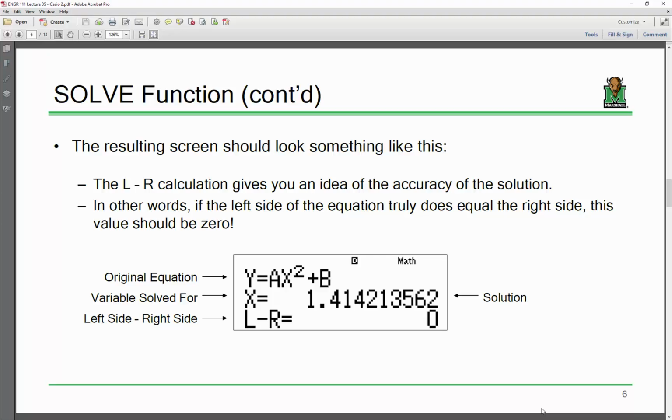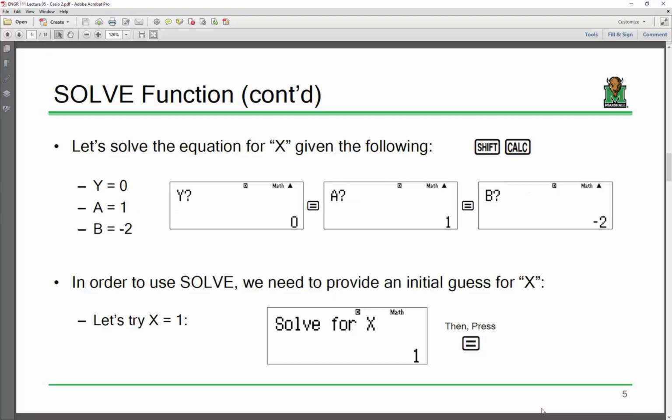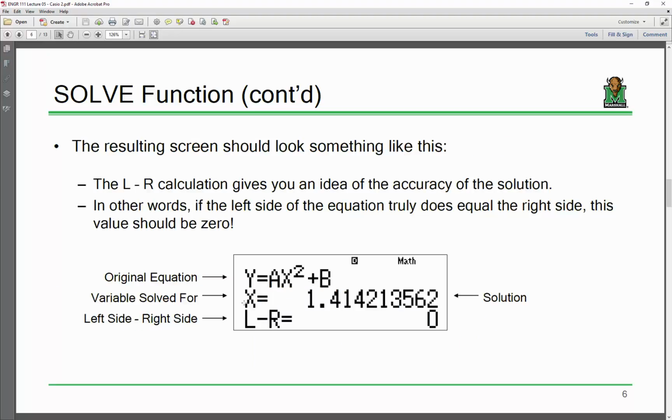The bottom line is a measure of the accuracy of your solution. Basically, the way the calculator is operating is when we provided our initial guess, in this case an initial guess of x equals 1, what happened is the calculator took the value of 1 and plugged it into the expression, and it compared the left side of the equation and the right side of the equation. So here's the left side, and then here's the right side.